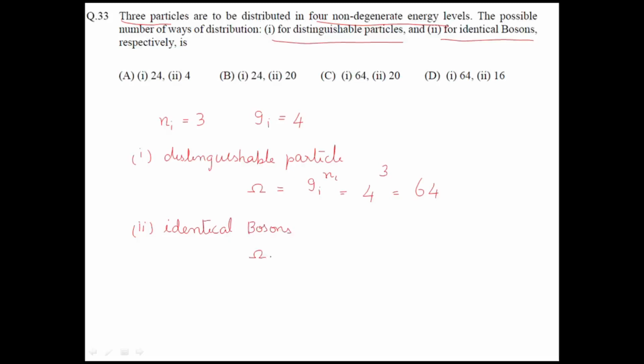The possible ways of distribution is equal to (Gi plus Ni minus 1) factorial divided by (Gi minus 1) factorial into Ni factorial. That is (4 plus 3 minus 1) factorial divided by (4 minus 1) factorial into 3 factorial. This is nothing but 20. Therefore, the answer is option C.